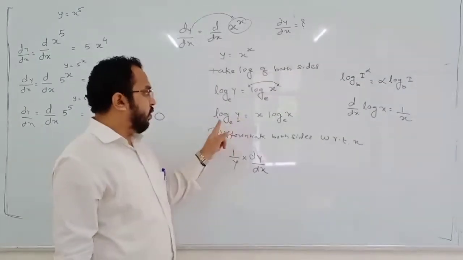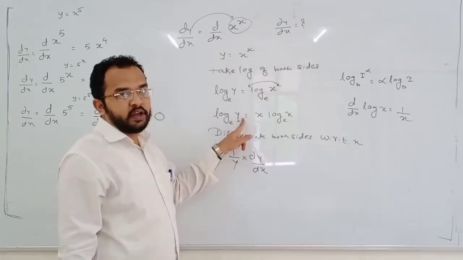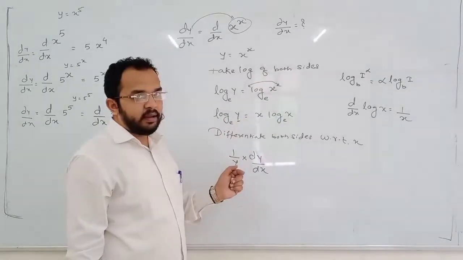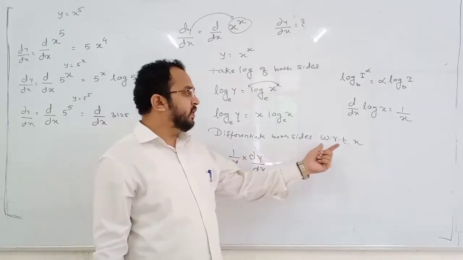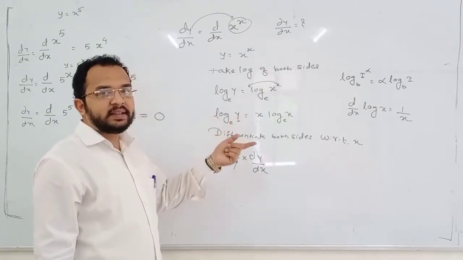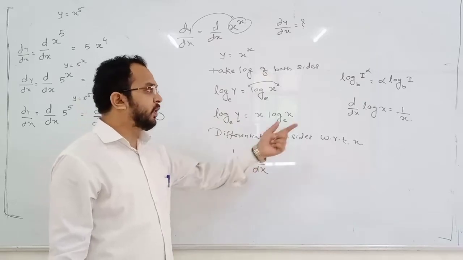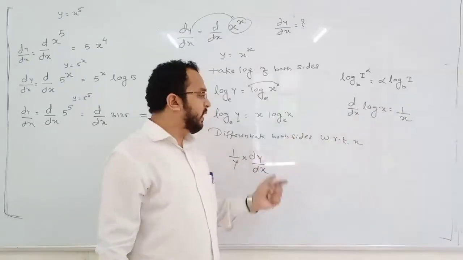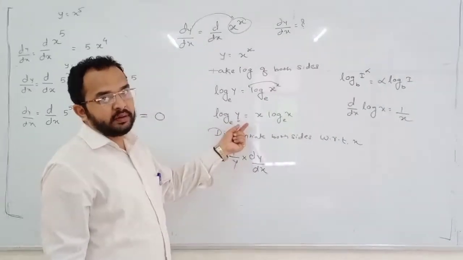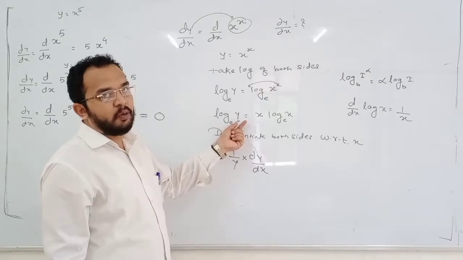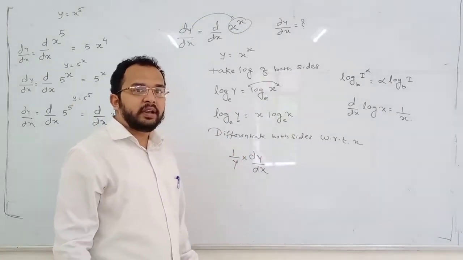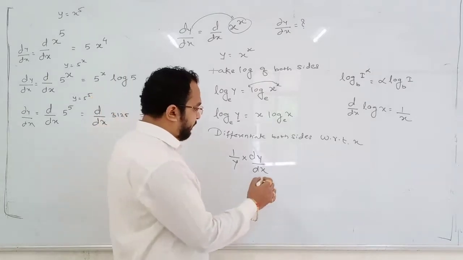If here there was only log x, then the differentiation would be 1 upon x. But here it is log y, and we are differentiating with respect to x. So here there should have been x, but it is other than x. So first differentiate as per the rule. Differentiation of log something is 1 upon something, so differentiation of log y will be 1 upon y. But that something is not x. So what is that something? y. Differentiate that y in the product. This is called the chain rule. We have studied it in the previous classes.